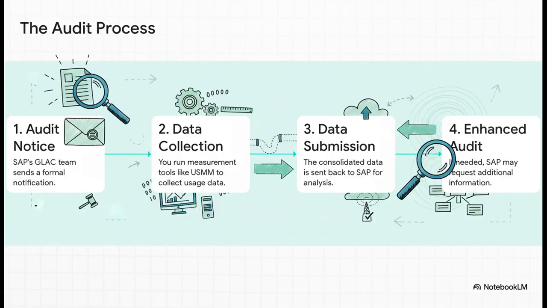The whole thing usually plays out in these 4 stages. It all starts with that official email from their compliance team. Then it's on you to run a couple of measurement tools to gather up all your usage data. You bundle that up and send it back to SAP. Now, that's what we call a basic audit. But if they spot something interesting or have more questions, the process can escalate into an enhanced audit, and that's where they really start digging into the more complex stuff.